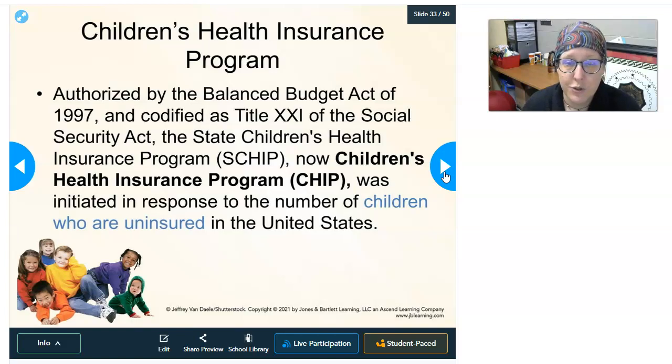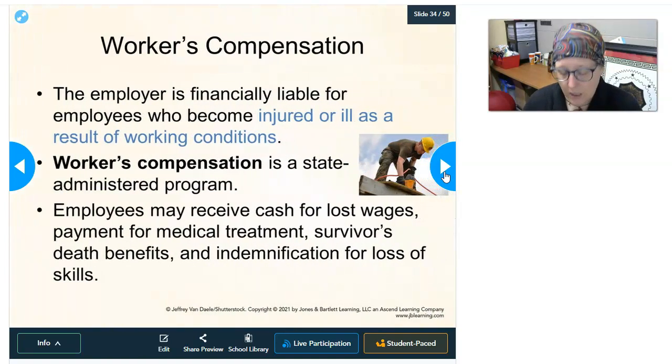The Children's Health Insurance Program was also authorized by the Balanced Budget Act of 1997 and codified as Title 21 of the Social Security Act. It's now called the Children's Health Insurance Program, or CHIP. It was initiated in response to the number of children who are uninsured in the United States. It is also managed at the state level, and it covers children, obviously.